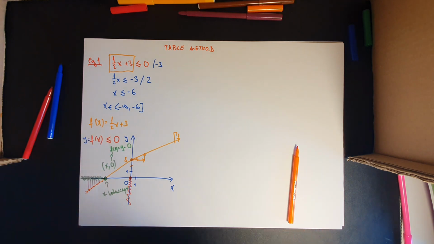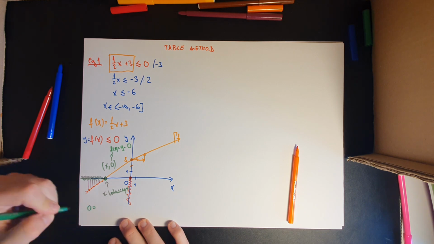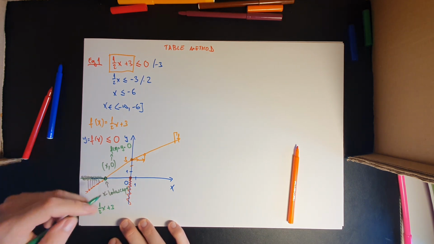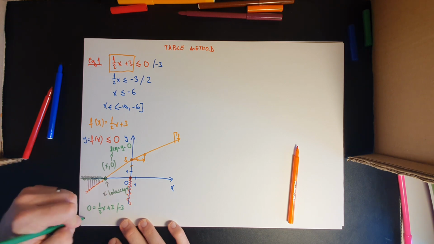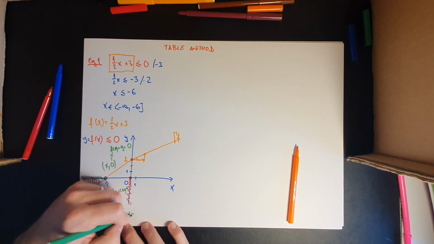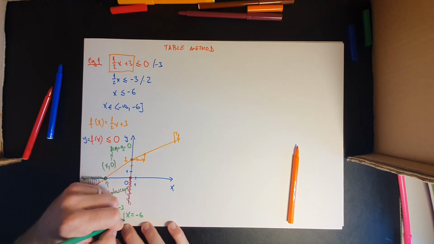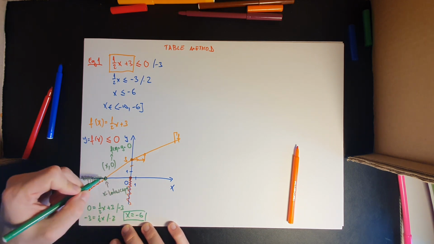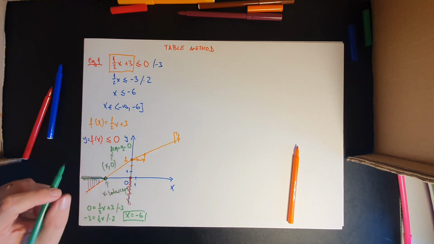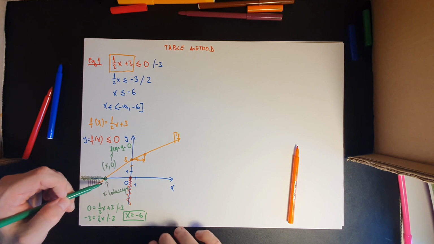Now I can use that. How am I going to use it? 0 is equal to 1 over 2 x plus 3. Minus 3 is 1 over 2 x, multiplied by 2. x is equal to minus 6. Now this is specifically for this point, for the x-intercept. This is specifically for that. And we're going to use the x-intercept.